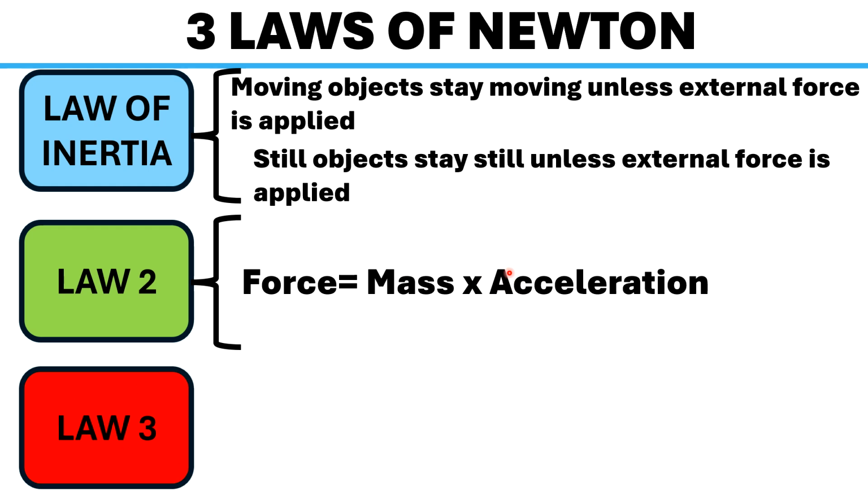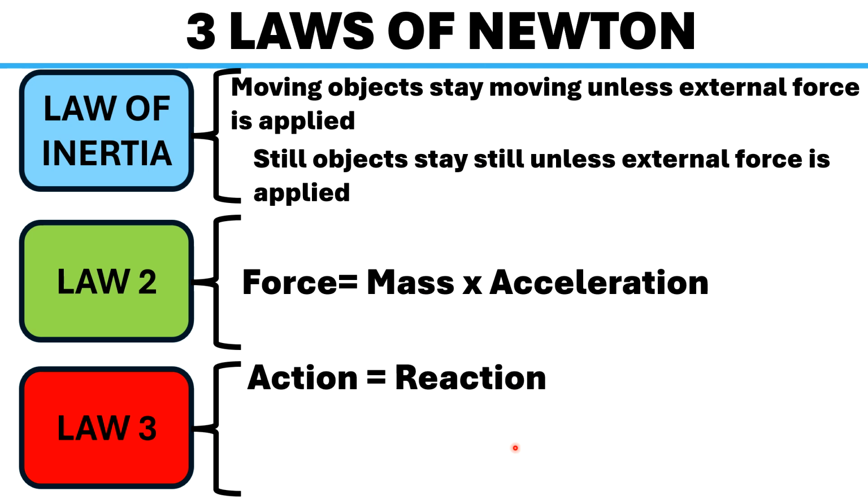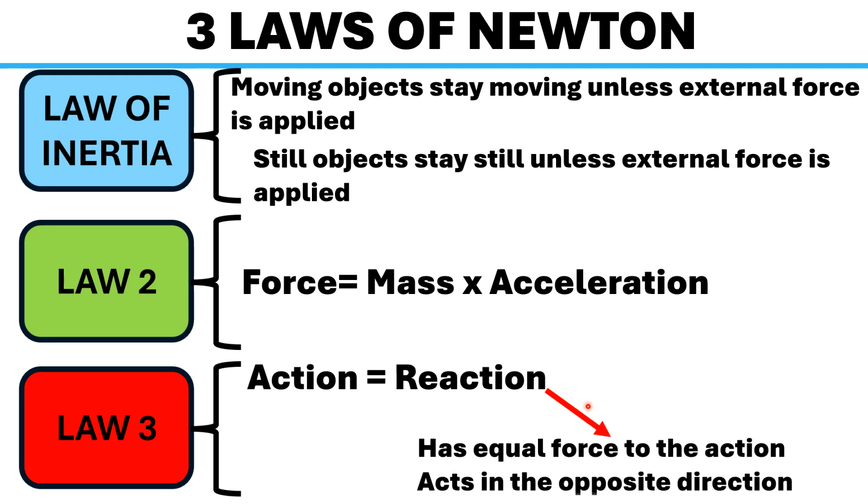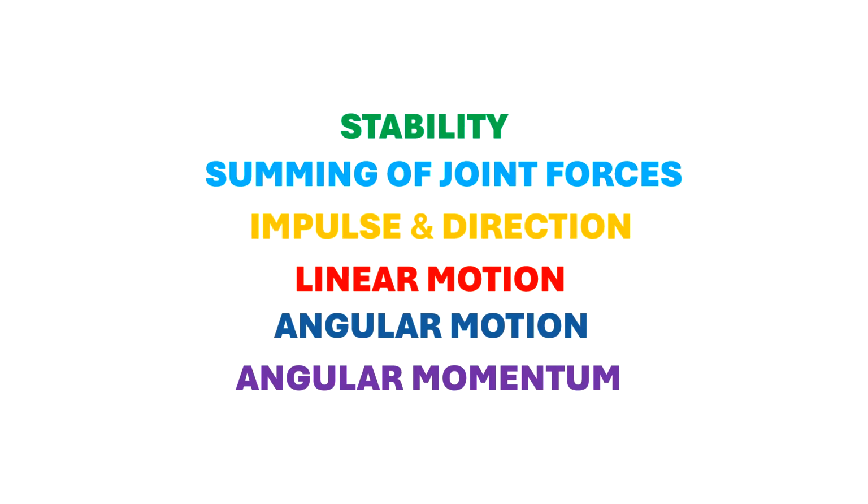Now looking at the last law. This law states that for every action, there's going to be a reaction, and this reaction is going to have equal force to the action and is going to act in the opposite direction. These are 6 ways in which these laws apply. Let's look at the first 4 of them.